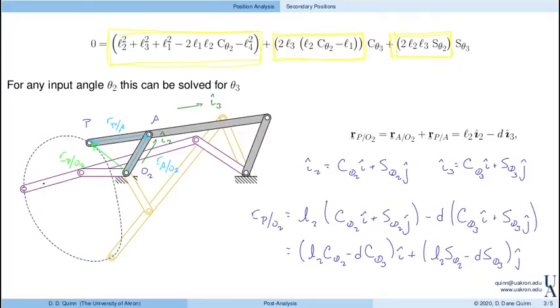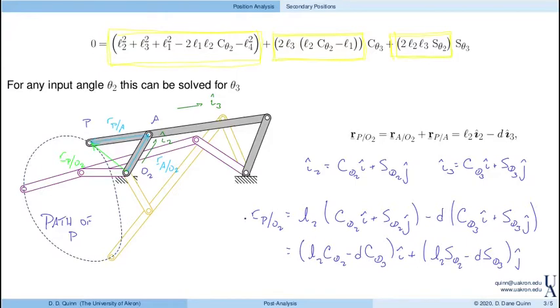This is the path of point P as theta 2 varies. Right? So as theta 2 moves around, essentially P follows this dashed line, and it's given over here to the right. Now, you couldn't start off the problem and figure out what this path was. You have to go through the position analysis first so that you know the configuration, in particular so that you know theta 3.